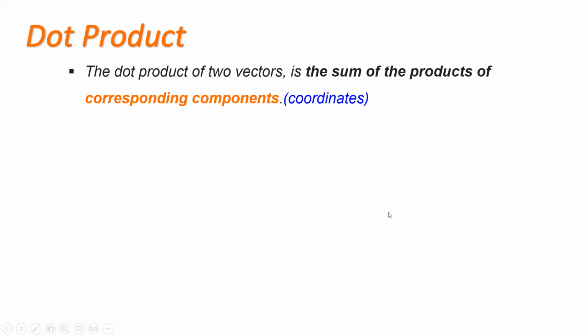The dot product of two vectors is the sum of the products of corresponding components or yung ating mga coordinates. So A dot B is simply equals to A sub X, B sub X, plus A sub Y, B sub Y, plus A sub Z, B sub Z. Yung AX, AY, AZ ay mga coordinates ng vector A. Samantalang Bx, By, at Bz ay mga coordinates ng vector B.